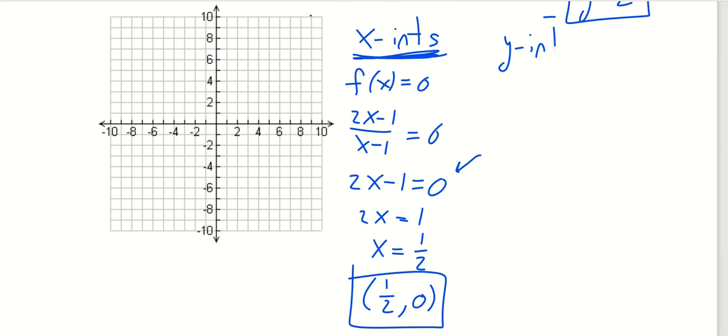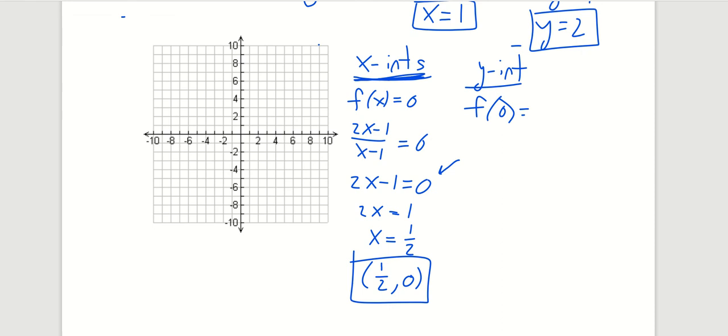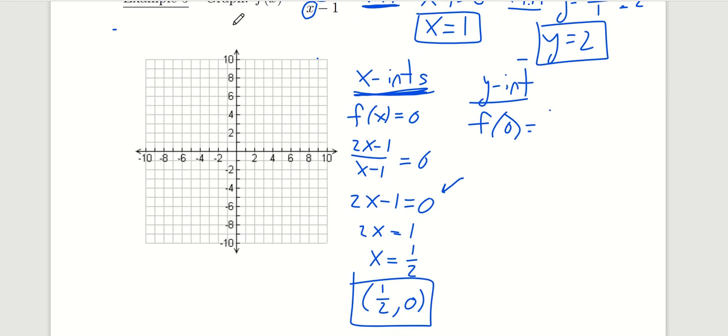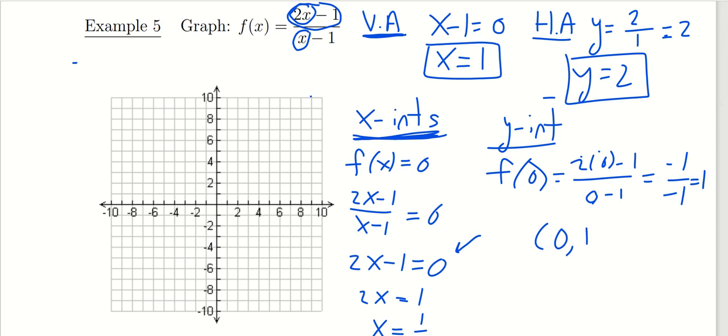Remember, to find a y-intercept, you need to evaluate f of 0. So we're going to plug 0 into the function. If we plug in 0, we are going to get (2 times 0 minus 1) divided by (0 minus 1). This is going to be negative 1 divided by negative 1, which is positive 1. So our y-intercept is going to be (0, 1).